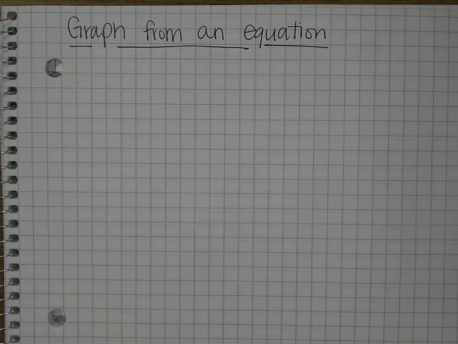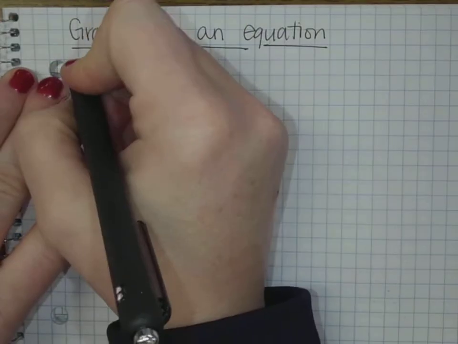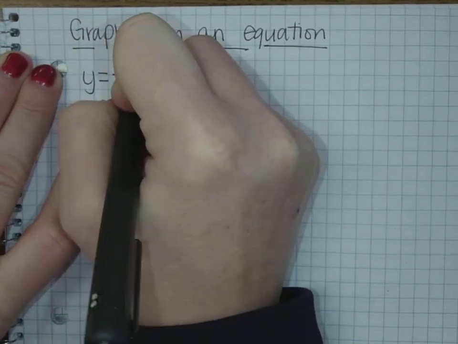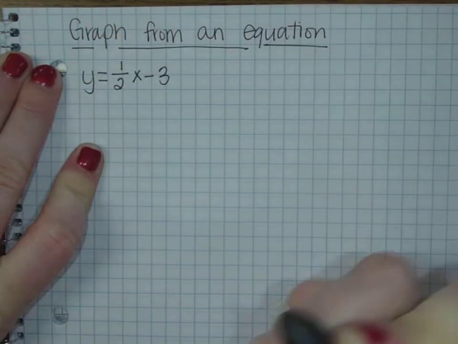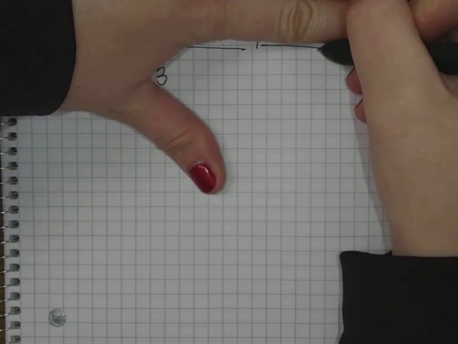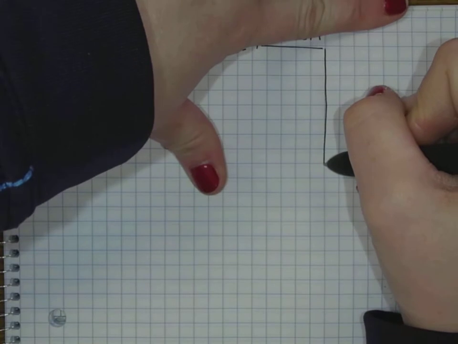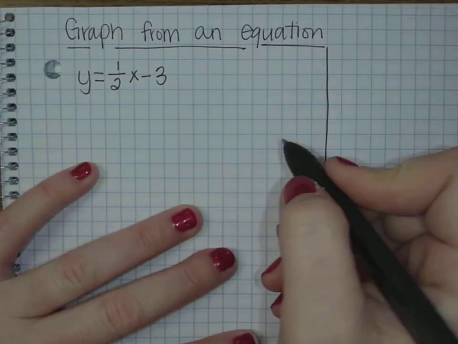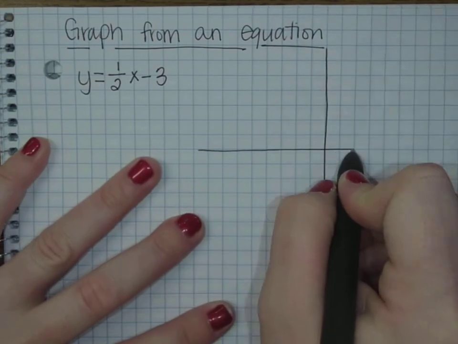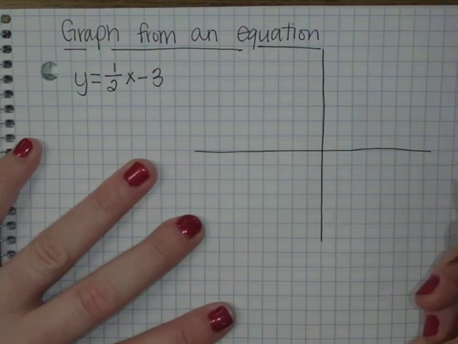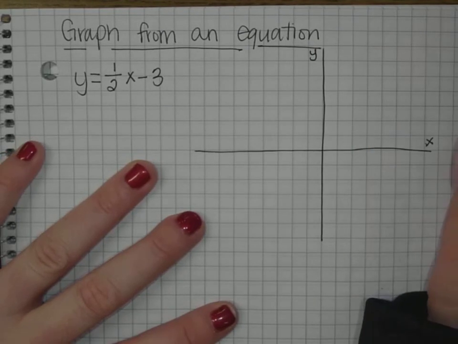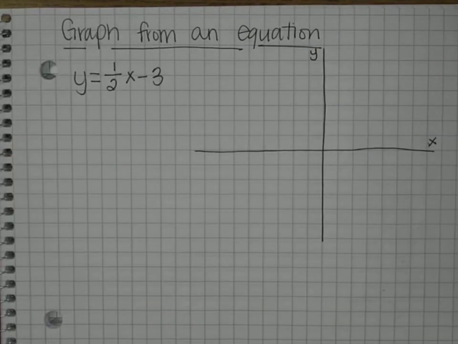So, graphing from an equation. If we have an equation, y equals 1/2 x minus 3, and I want to graph it, I'm going to draw my x-axis and my y-axis. Oh, that was a terrible line. So here's my x-axis, here's my y-axis, and I'm going to graph those points.